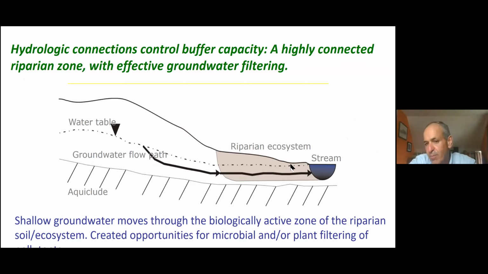This is one of our very poorly drained riparian zones. And you can see this plume of water moves from the upland, moves into the riparian ecosystem, very close to the surface, lots of biological filtering. This is about as good as it gets, right, in riparian zones. Nicely connected, good soil conditions for groundwater filtering. Unfortunately, that's not the way it always works.